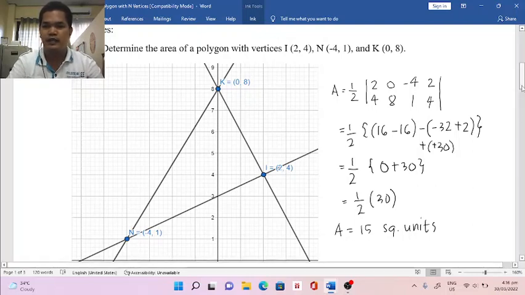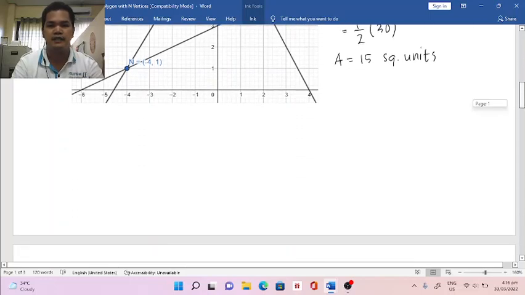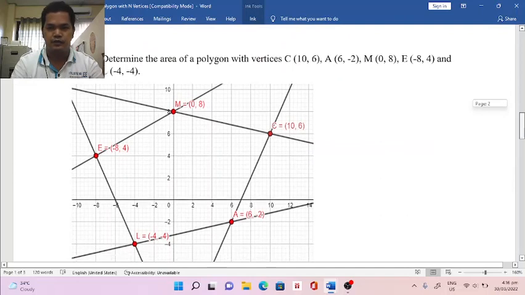So we may ask, sir, why is it always 1 half? Because this formula is derived from the formula of the area of a triangle, in which we could say that we can determine the area of a certain polygon by dividing the polygon into triangles. So let us have an example 2.